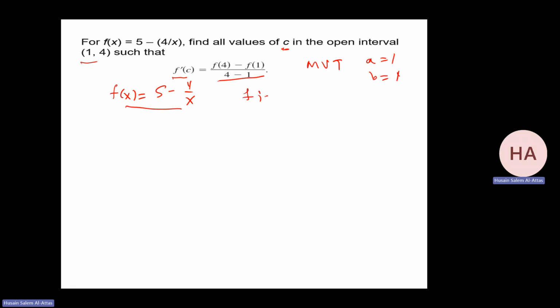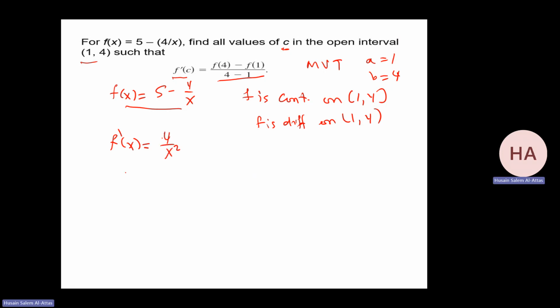f is continuous in the open interval. Actually, we have a problem at 0, where it's not in the interval. And it's differentiable in the open interval. This is what I need. Okay, now let us find f prime. f prime will be what? 4 over x squared.